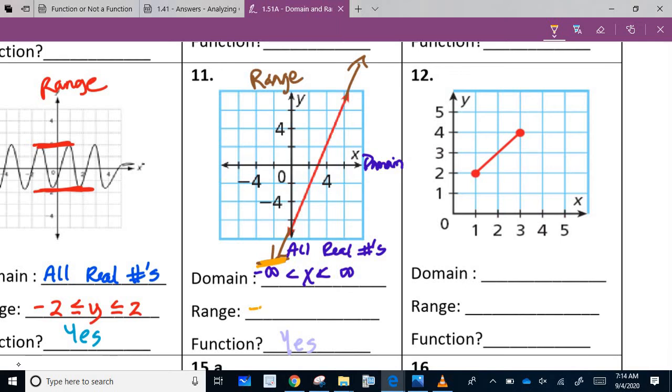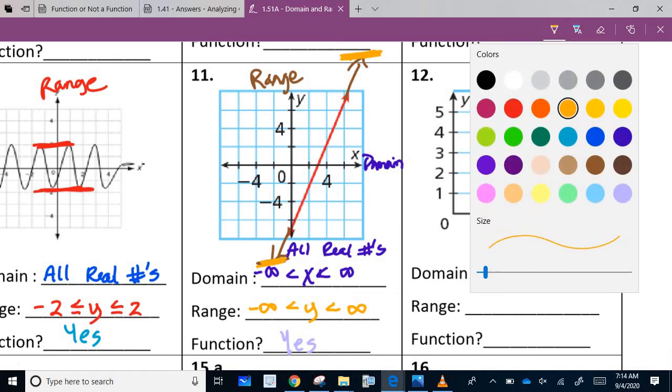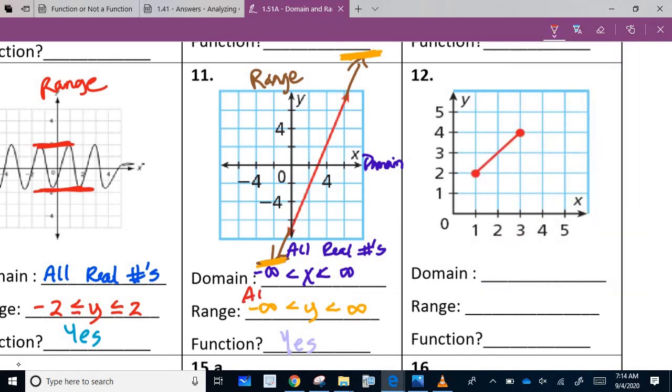So I can say negative infinity less than y, since we're talking about the range, and when I come down from the top, you see that it does not have a definite stopping point. It continues on and on forever in both directions. So we can say negative infinity less than y less than positive infinity, or I could say all real numbers.